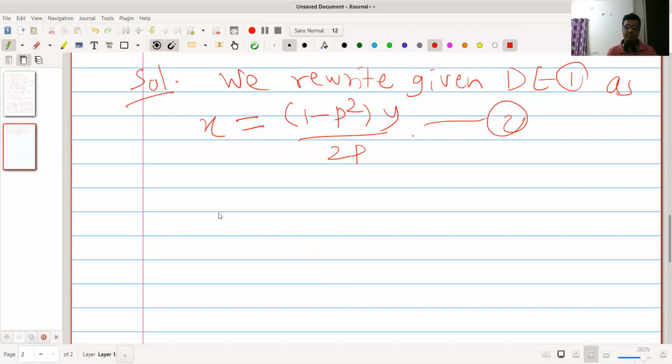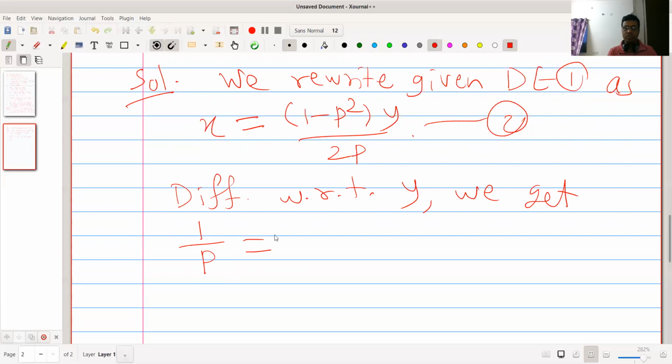Now our first step is to differentiate this with respect to y. So differentiating with respect to y, the left hand side is dx by dy, which is 1 upon p, as we discussed in theory, equal to the differentiation with respect to y.